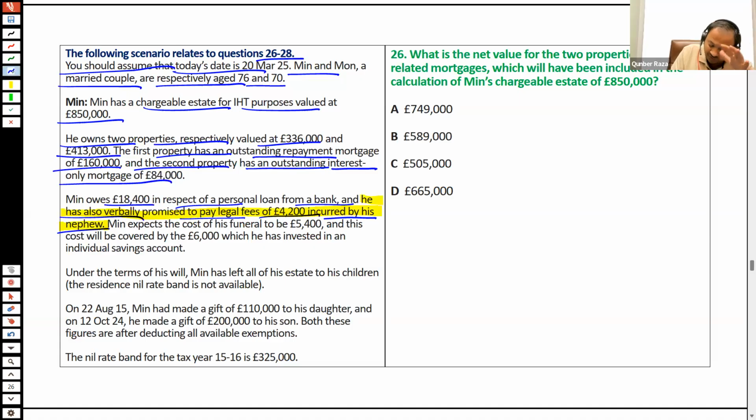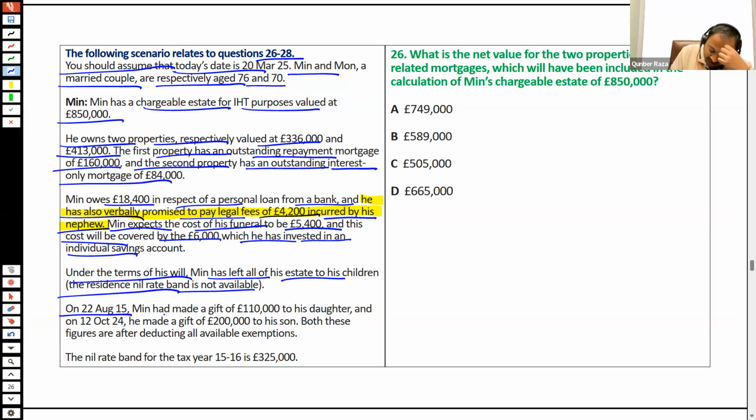You guys know about it, right? Min expects the cost of his funeral to be 5,400, and this cost will be covered by 6,000, which he has invested in an individual savings account. Under the terms of his will, Min left all of his estate to his children. The residence nil rate band is not available.